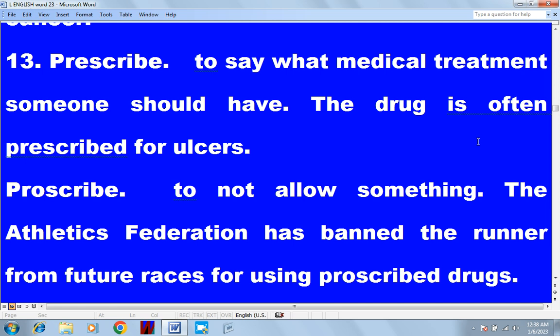Number 13, prescribe, P-R-E-S-C-R-I-B-E, prescribe, to say what medical treatment someone should have. When a doctor writes medication for a patient, that is called prescribing. He is prescribing. The drug is often prescribed for ulcers.